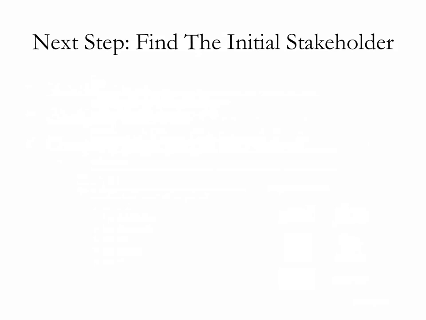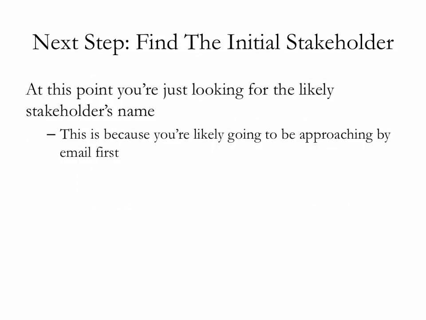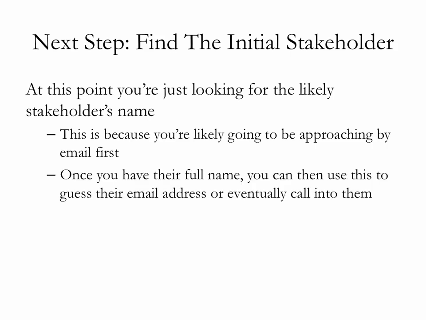Okay, so you found companies and you filled out that initial company section on your hit list. The next step for you is to go ahead and find the person at that company who's responsible, or at least you think is responsible, for the particular initiative relevant to a partnership. And at this point, you're really just looking for the stakeholder's name. And the reason is because you're going to be approaching by email first.